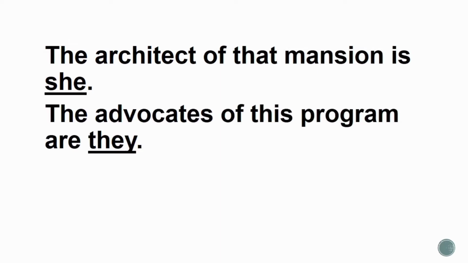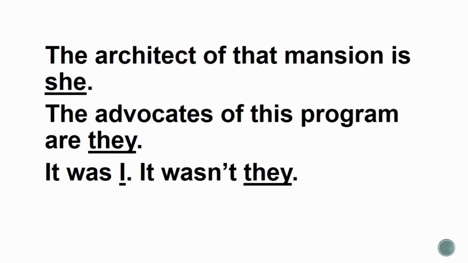Another example would be the advocates of this program are they. So they here, our predicate nominative, refers back to our subject, advocates of this program. And if we switch that again, they are the advocates of this program, and again, makes sense. And the last example, it was I, it wasn't they.